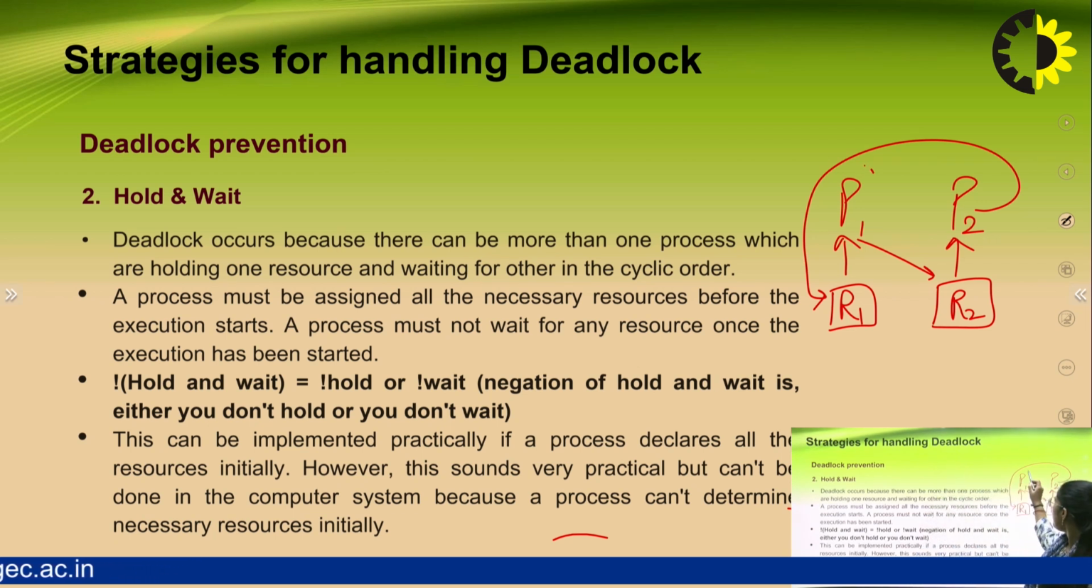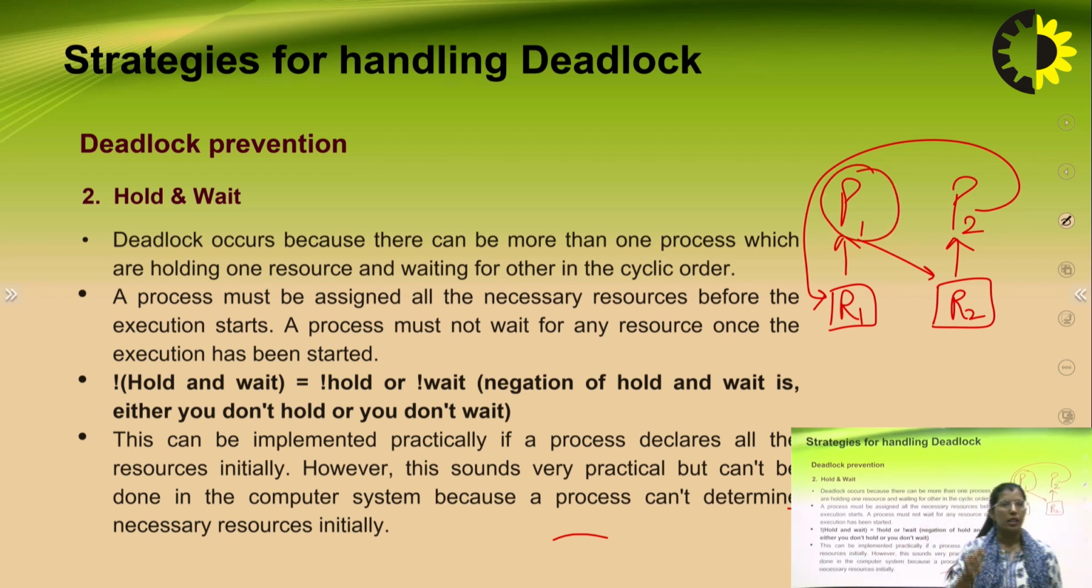If we are able to provide all the resources that P1 needs for its completion before its execution, then we can stop this particular necessary condition, because if we are able to provide P1 both R1 as well as R2 before its execution starts, then P1 will get both of the resources and it gets completed. It releases both of the resources and these two resources will now be available for the P2 process.